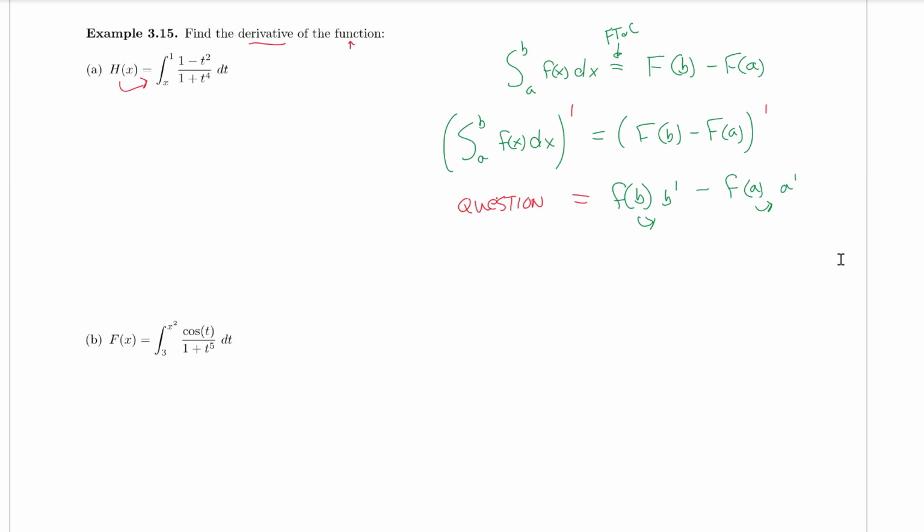Okay, so what we're going to do here is we're going to plug in the upper bound, and then we're going to multiply by the derivative of the upper bound, which in this case is 1. So we're taking the derivative of 1, which is 0. And then for the lower one, we're going to go ahead and plug in that lower bound. So we get 1 minus x squared, and that is supposed to be an x because the lower bound is x. And we're plugging that in to this t function right here. And then we're going to divide that by 1 plus x to the fourth.